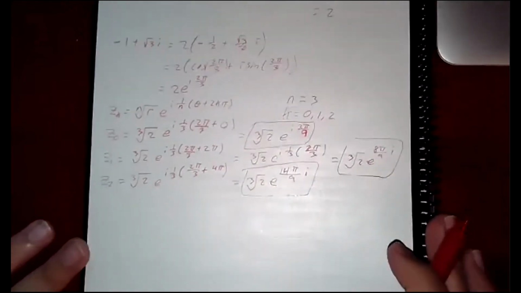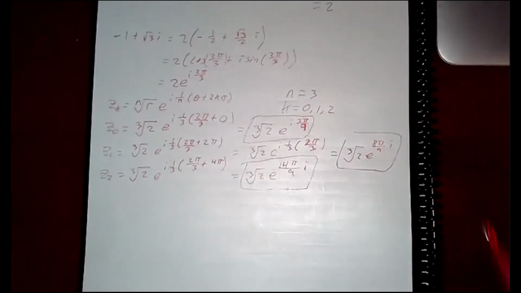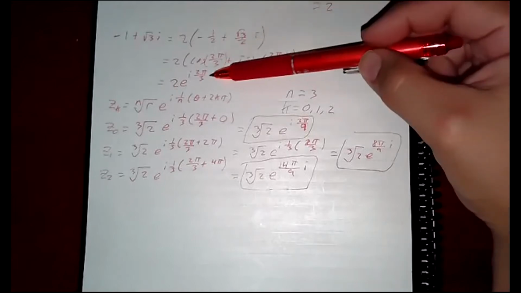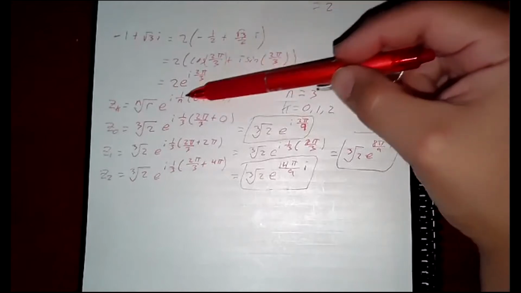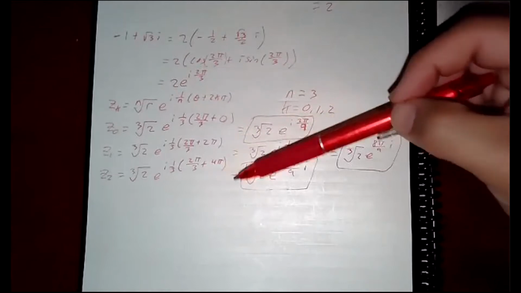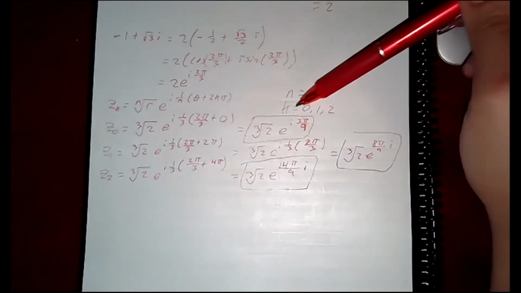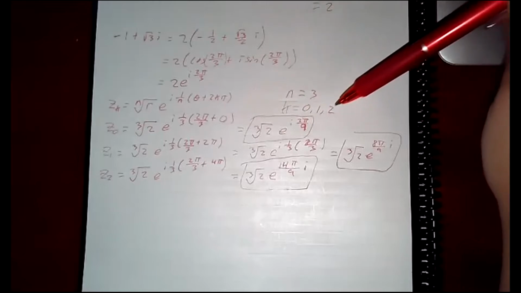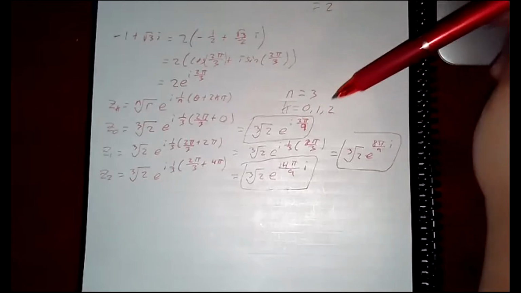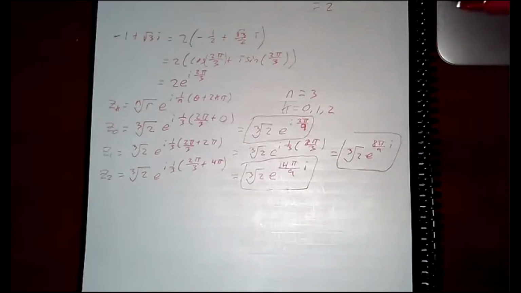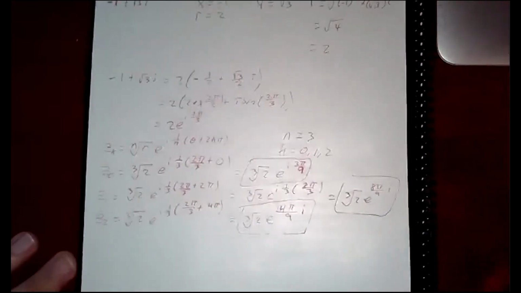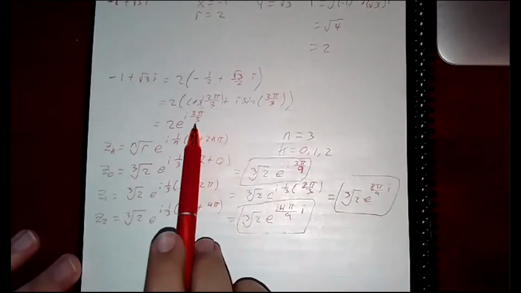Once you get it into exponential form, all you need is n, and you can start using the formula. Just remember that you have to go up the k until k stops one integer before n. So 0, 1, 2. How did you pick n? N is going to be the value underneath here.